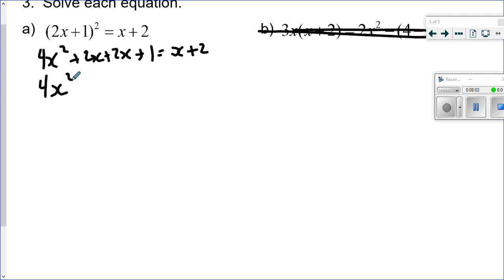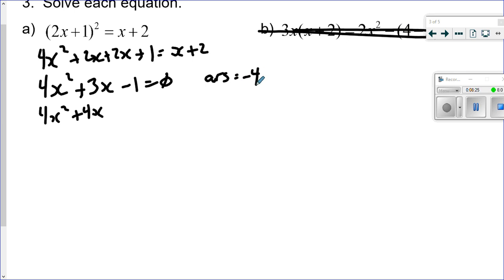Now I'm putting a few steps together. 2x plus 2x is 4x, minus 1 is 3x, 1 minus 2. Okay. Oops. That should be, oh no, that should be a plus.